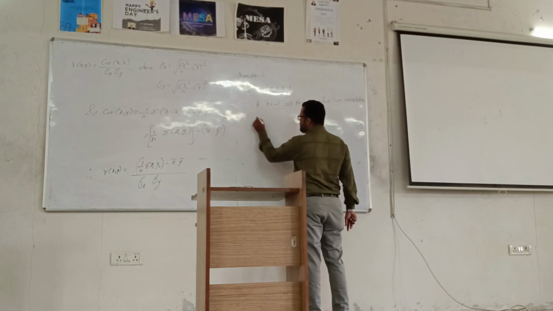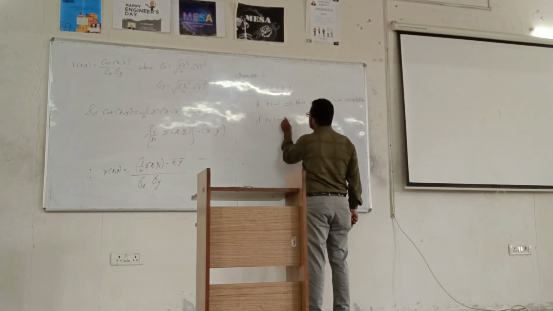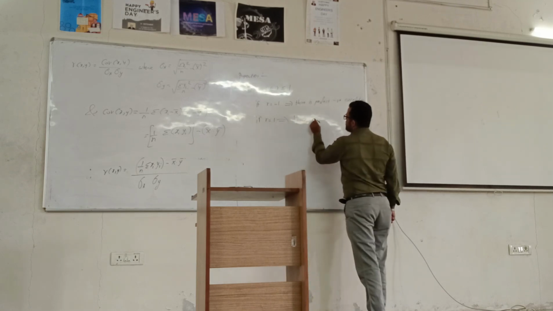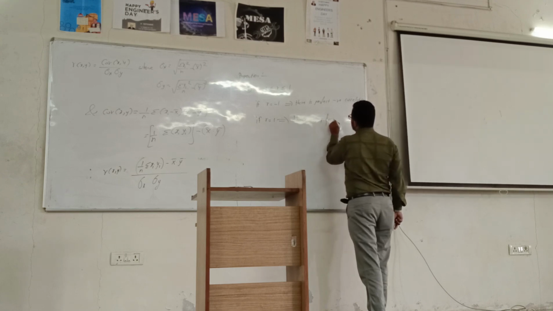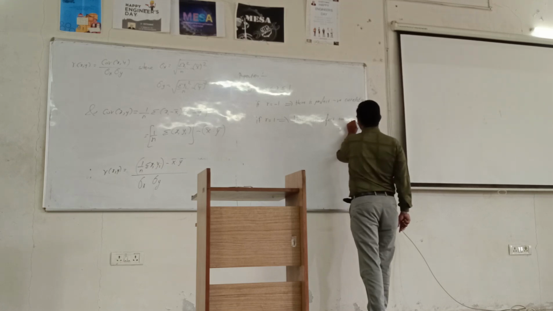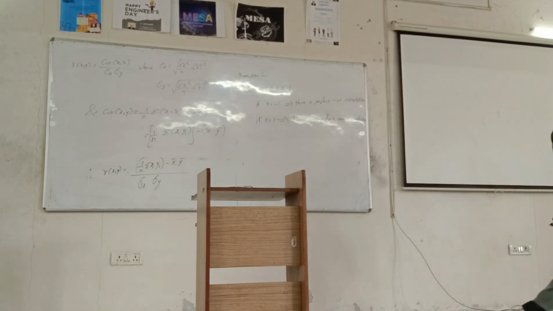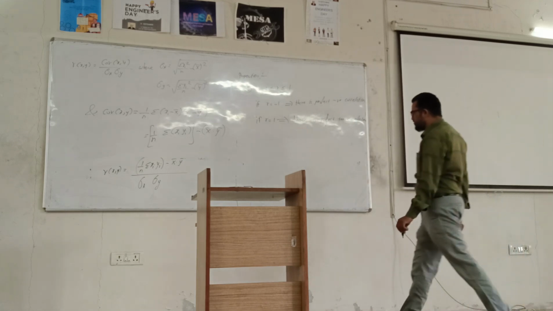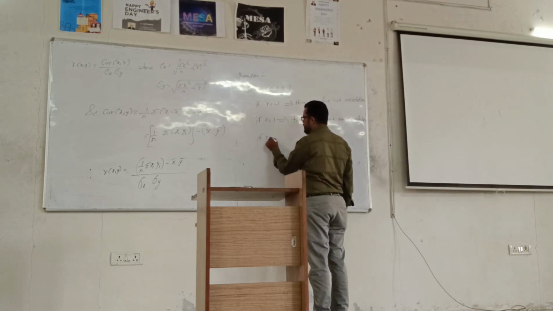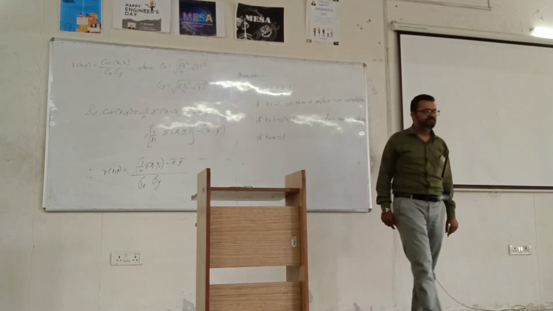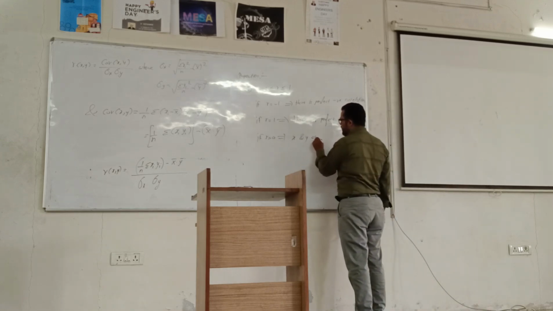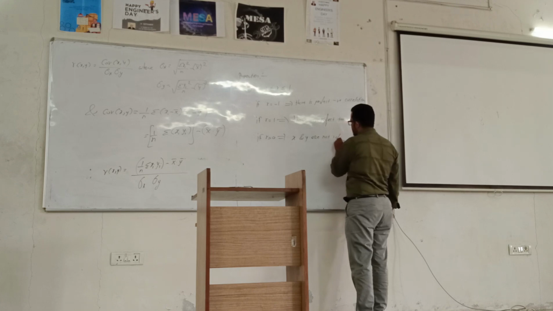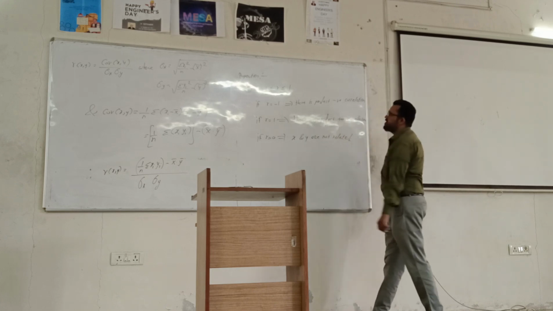Now, if R equals 1, there is perfect positive correlation. Okay? And the last, if R equals 0, can you interpret R equals 0? There is no relation. X and Y are not related. These are the interpretations.